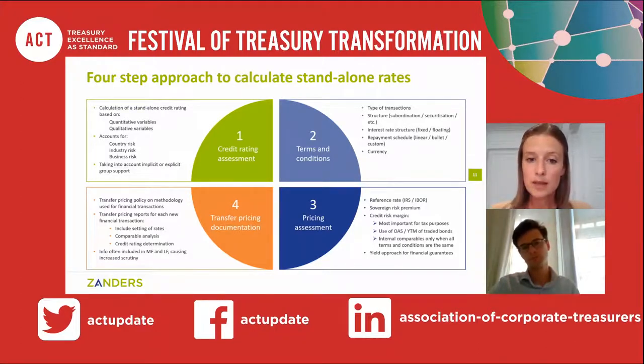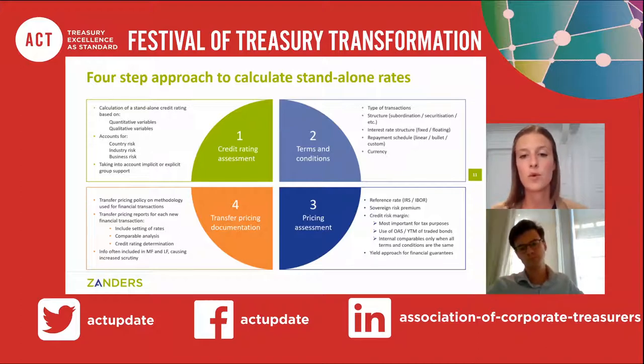Then the last element is financial guarantees. So what the yield approach actually does with financial guarantees, it takes the same approach to determine a credit risk margin as for loans, but it determines it twice. So once without an explicit guarantee and once with an explicit guarantee. So you have to calculate basically the borrowing costs with guarantee and without guarantee. And the difference between those is the maximum guarantee fee that you can charge.